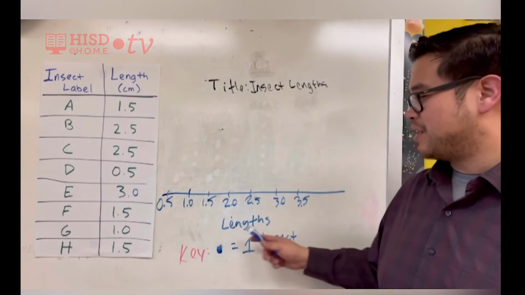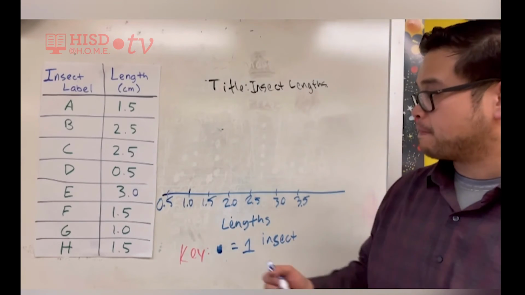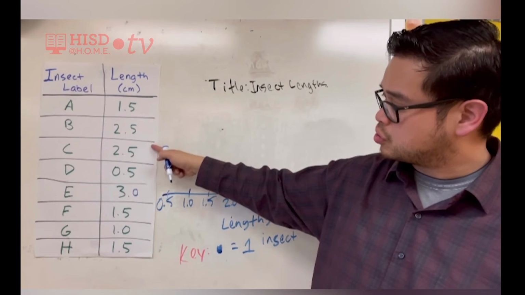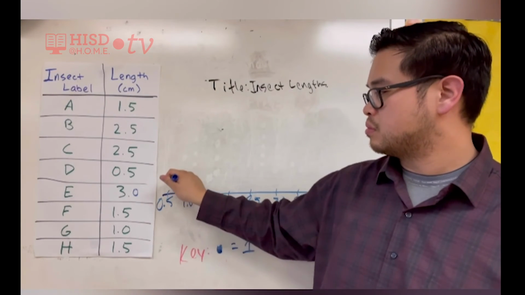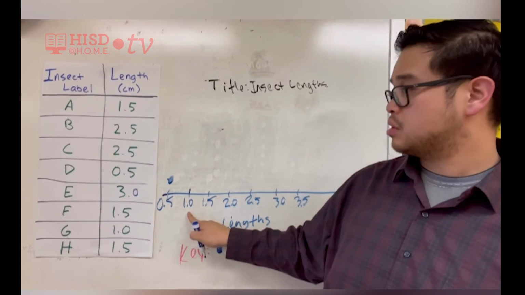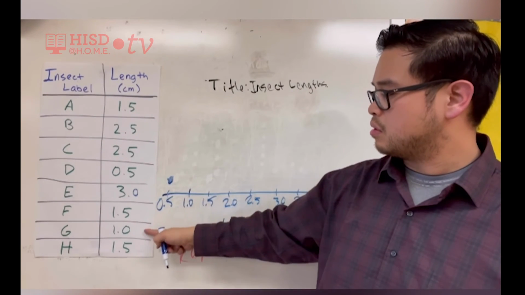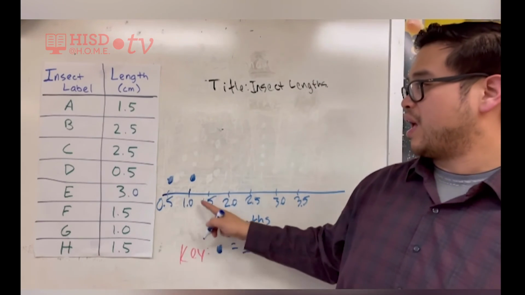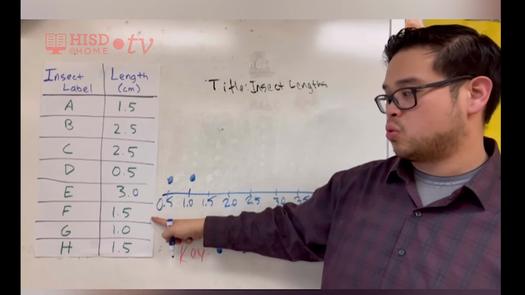We're going to say 1 dot equals 1 insect. So once we've done that, let's count how many we have. For the half, we have 1, just 1. For 1 centimeter, we have 1 also. For 1.5, we have 1, 2, 3.